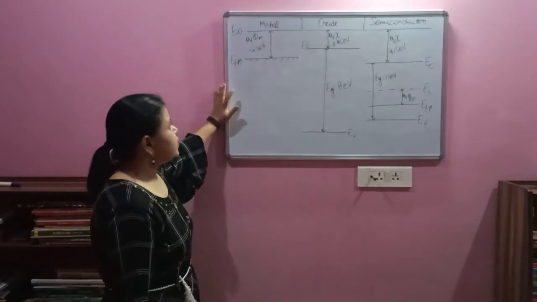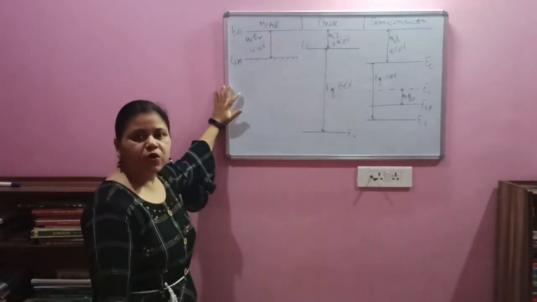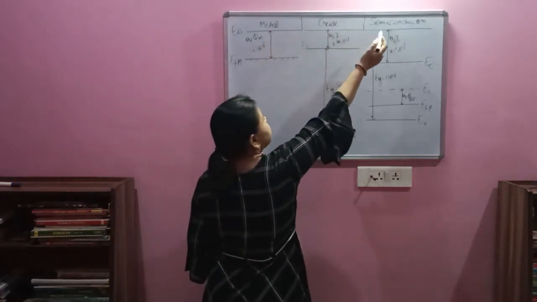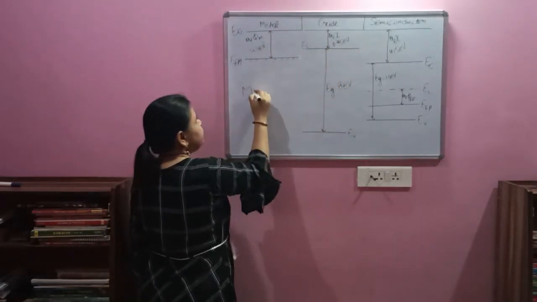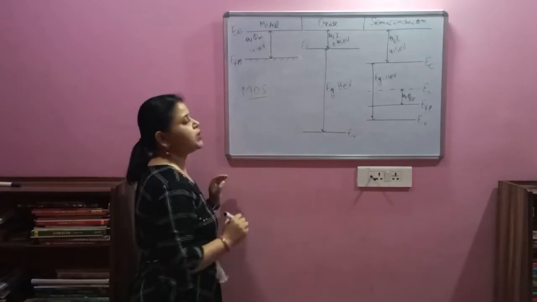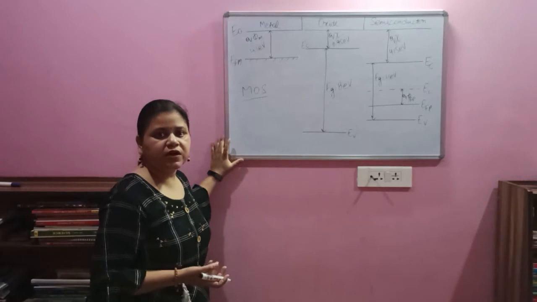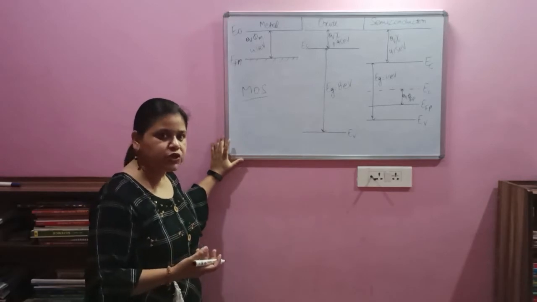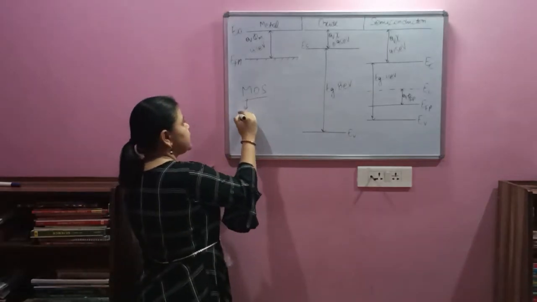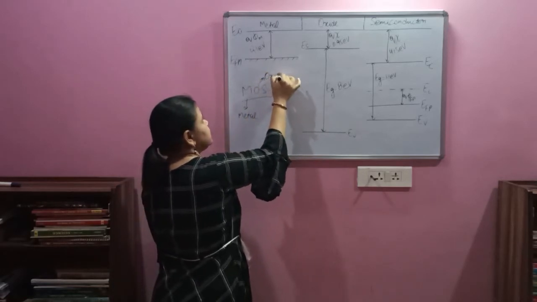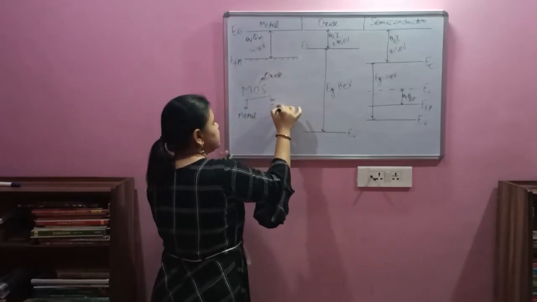So now moving towards the band structure of a MOS system. MOS means metal, oxide and semiconductor. This is a very important system to be understood because this is the one structure from where the semiconductor device MOSFET will come into the picture. Now over here the M stands for metal, O for oxide and S for semiconductor.